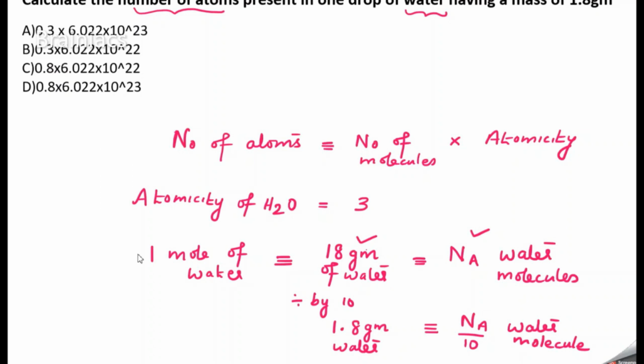So we know that number of atoms is equal to number of molecules, that is the number of molecules in 1.8 gram of water. How much is that? Na by 10. So Na by 10 multiplied by atomicity, which is 3. How much will we get? I will get an answer 0.3 Na. So what should be the answer here? 0.3 into Na, means Avogadro number, 6.022 into 10 power 23. So my answer is option A.